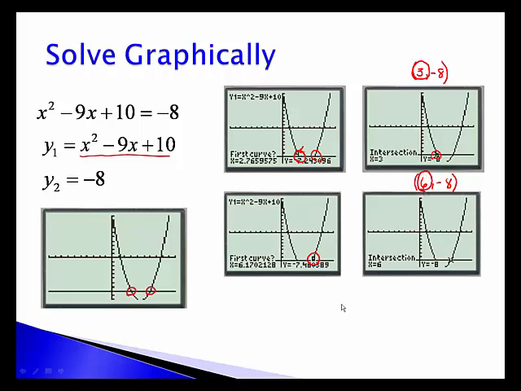Now remember, when we solve quadratics, we're expecting at most 2 answers. We know in this case there should be 2 because we see 2 intersections. So it turns out that your 2 answers are x is equal to 3 and x is equal to 6. They're the x values of each of those intersections. Now let me remind you, this is just one more way to solve a quadratic equation.